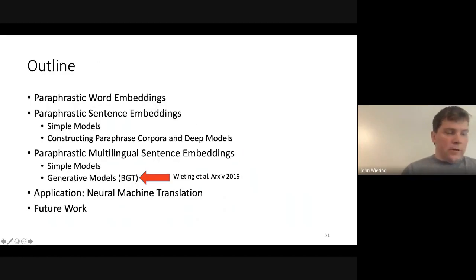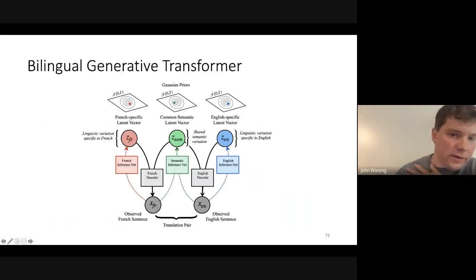Now I'm going to talk about something that's more recent and a bit different from these simple models, and this is a generative model. I mentioned early in the talk that we have these two views of language, and this is making that more explicit. But now the different views are coming from other languages. If you have English-French text, you could say that you have two views: one is the French view, and one is the English view.